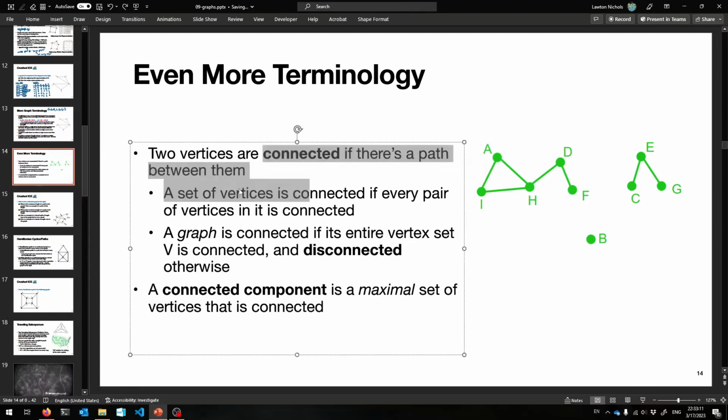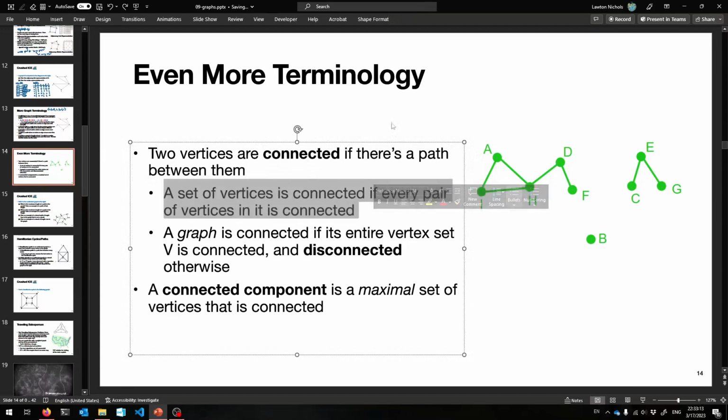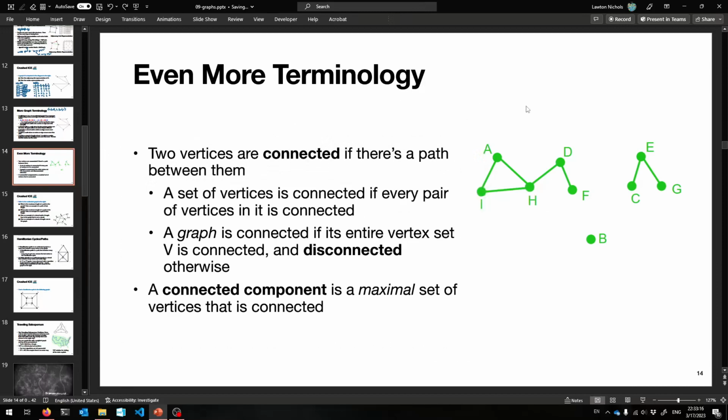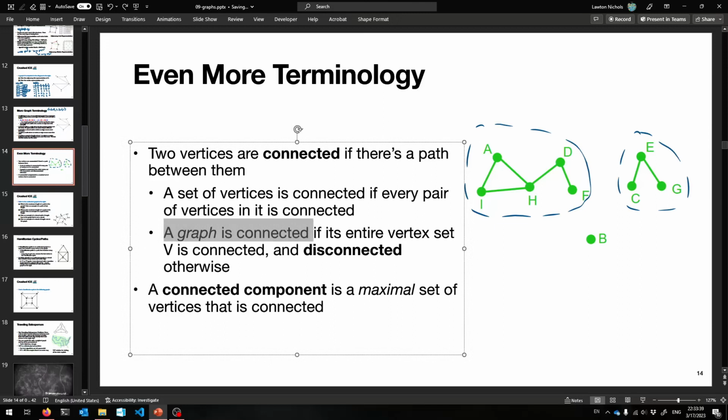And so that's connected. And we say that a set of vertices is connected if every pair of them is connected. So for example, this entire set is itself connected, we say. That's nice. So everybody here is connected. Also, everybody here is connected. There's always a way to pick out two vertices in this little group of them from C, E, and G. There's always a way to get from each one to the other, okay? So that's the idea. And we say that an entire graph is connected if its entire vertex set V is connected, or otherwise we say it's disconnected, okay?